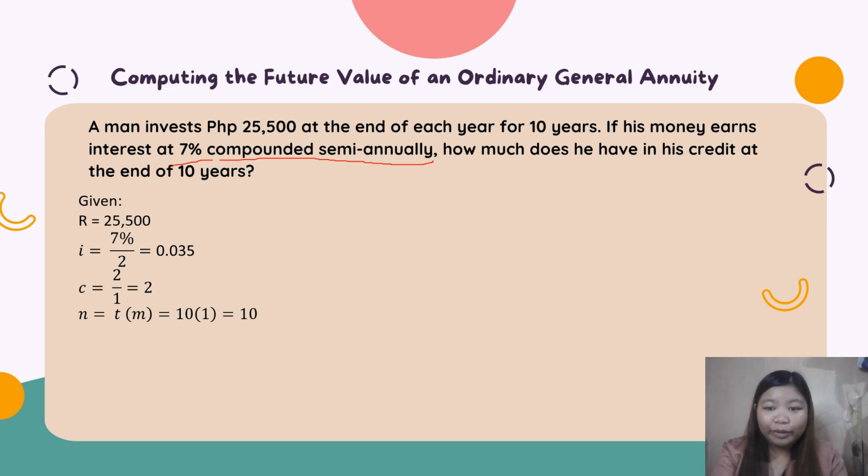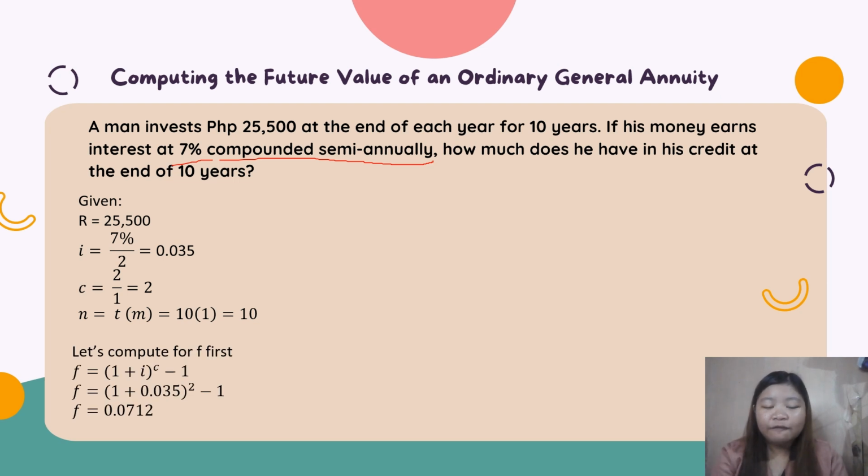The next is, we will compute for our F. So, we have F is equal to the quantity of 1 plus I raised to C minus 1. Then, we will substitute the values. So, we have 1 plus 0.035 raised to 2 minus 1. So, we will simplify it. So, we have 0.0712.